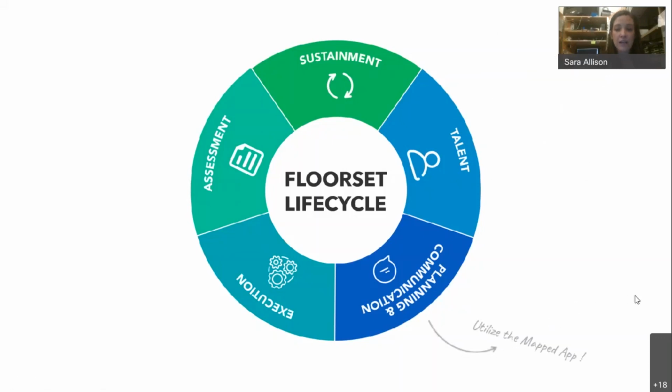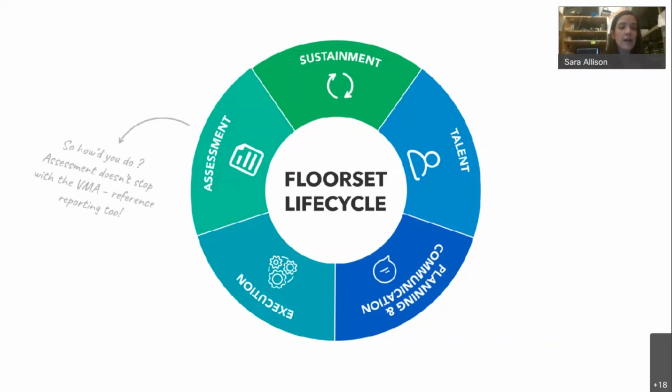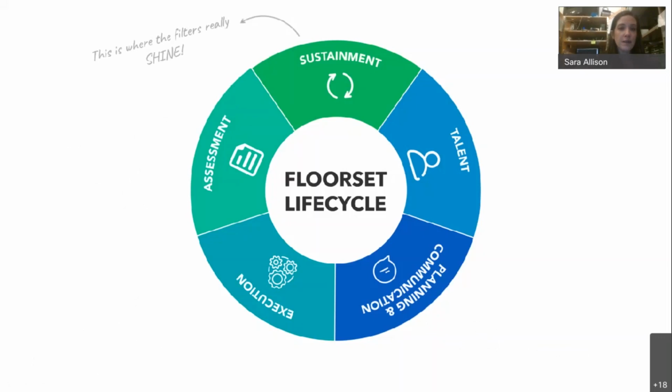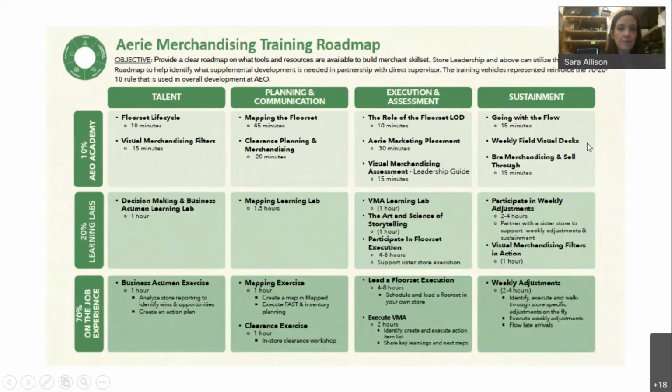In the planning and communication phase, you're really looking to utilize the Mapped app to plan for those late arrivals or for adjustments you may have to make with the floor set. Under execution, that's when you're using all your tools to nail a floor set. And then we are definitely assessing the floor set after you set one. But assessment doesn't just stop with the visual merchandising assessment. It's really looking at reporting, like how is this floor set performing for me? What changes do I need to make? And then, of course, sustainment, we said, this is where the filters really shine, because this is where you are doing most of your adjusting.